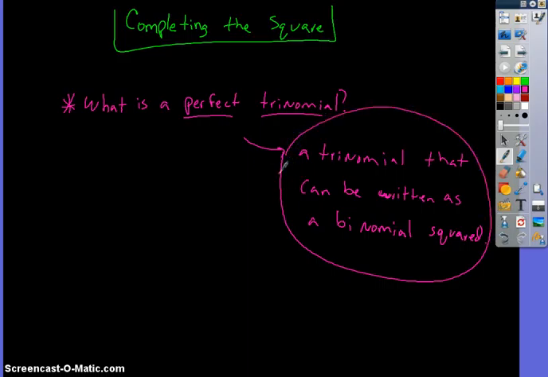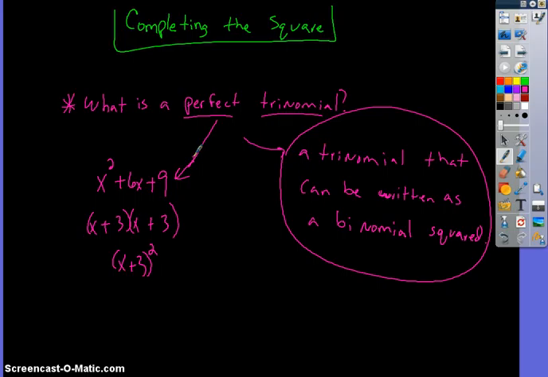So basically what I mean is this. If I gave you x squared plus 6x plus 9, that's a perfect trinomial. Why? If you factor that, you'd have x here and x there. You look for numbers that multiply together to be 9 and add to be 6. Well, that would be 3 and 3, and both of those have plus signs. So it's essentially x plus 3 quantity squared. That's the reason why this is a perfect trinomial.